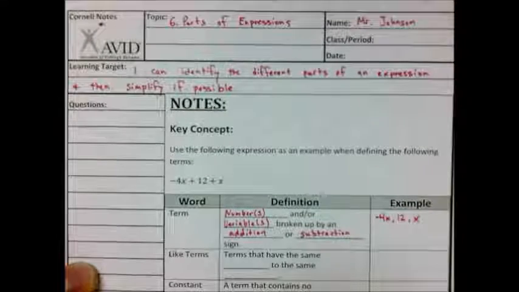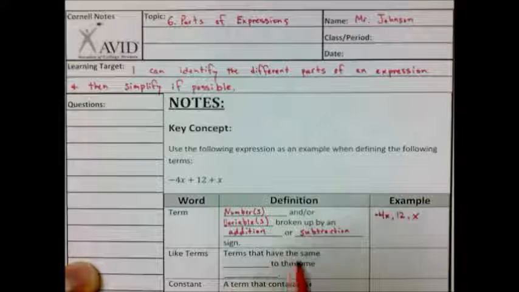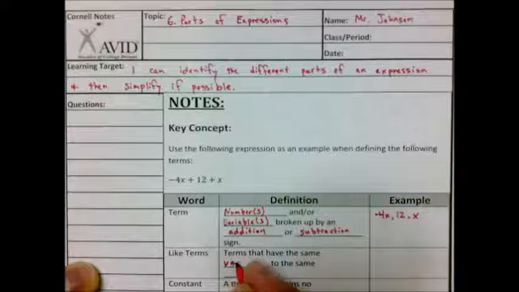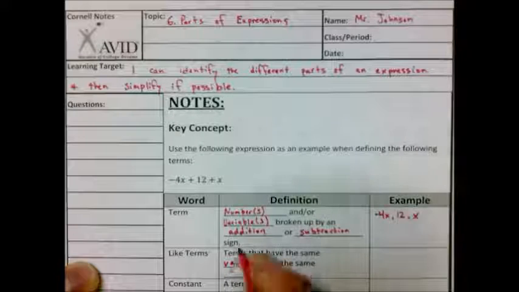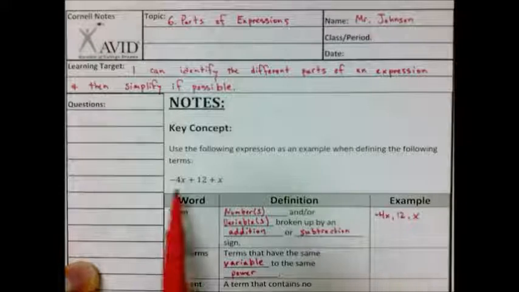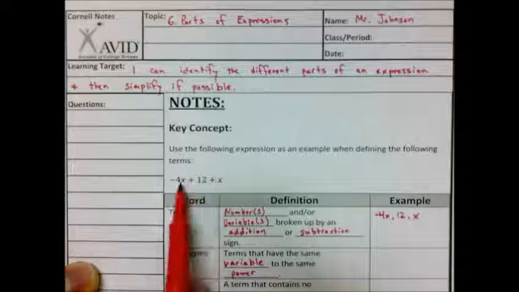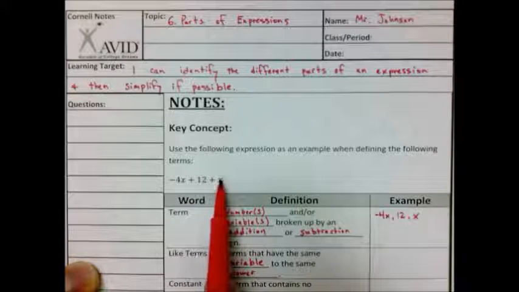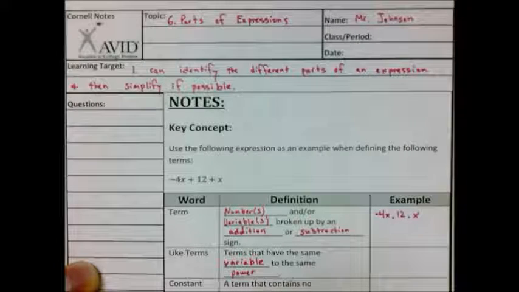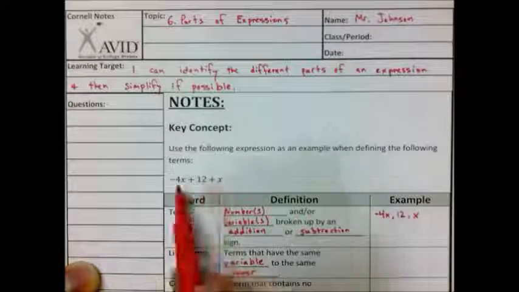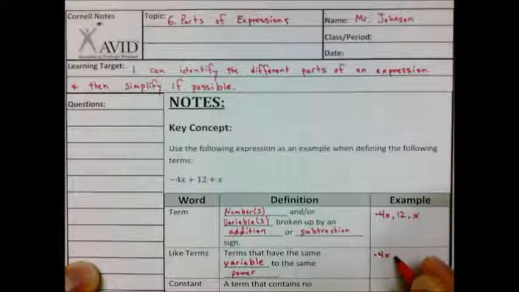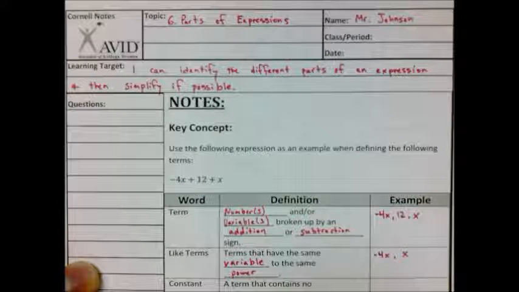Now, like terms are terms that have the same variable to the same power. What that looks like is you can see negative 4x and x, the variable is the same, x. This one's not x squared and x cubed. They're both x to the first power, and so that makes them like terms because they are the same variable. This isn't y, they're both x, and they're to the first power. So negative 4x and x, those are our like terms.